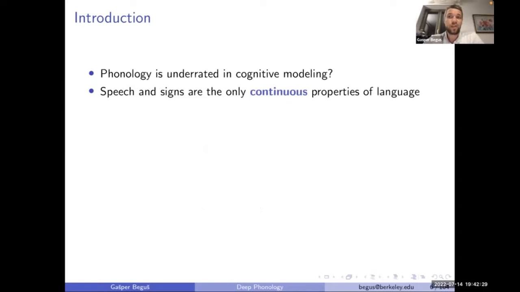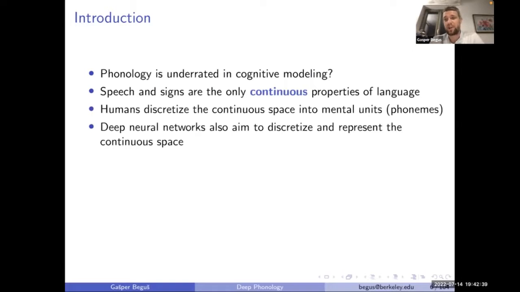I think phonology is really underrated in cognitive modeling, because speech and signs are the only continuous physical properties of language that we can measure. And humans discretize that continuous space, speech, into what we have been calling for hundreds of years phonemes: mental, discretized units, symbols, in other words. And deep neural networks in many tasks need to do the same, right?